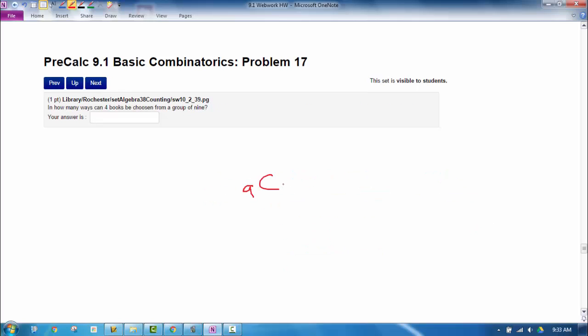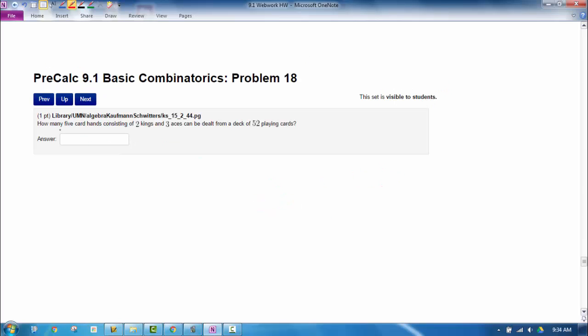Next problem, 9C4 is what we want to do because we're choosing 4 books from a group of 9. Order doesn't matter. That should give you about 126. All right, the next problem says how many 5-card hands consisting of 2 kings and 3 aces can be dealt from 52 cards. There's 4 kings, so you're choosing 2 of those from 4, and then there's 4 aces, you want to choose 3 of those from 4, and that will be your 5 cards, which gives you 24 as your answer.